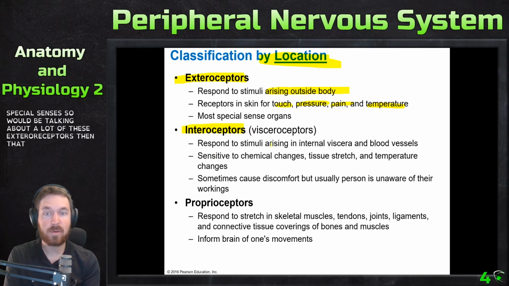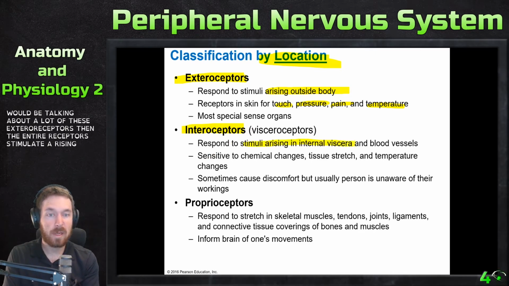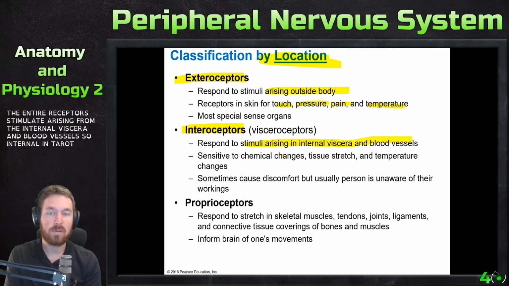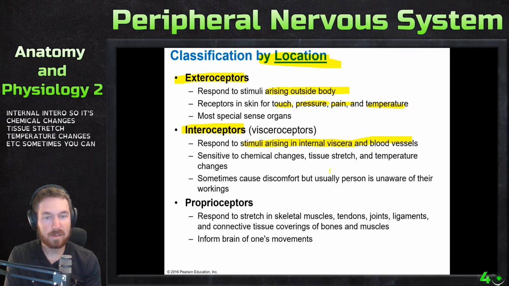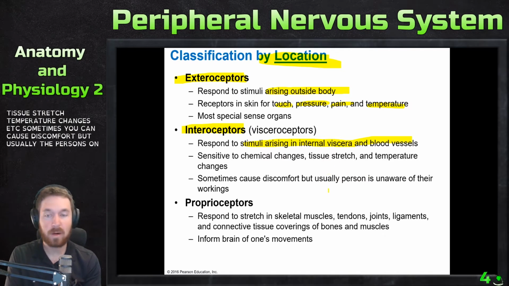Then interoceptors, stimuli arising from the internal viscera and blood vessels. So internal, intero. So chemical changes, tissue stretch, temperature changes, etc. Sometimes you can cause discomfort, but usually the person's unaware of their workings.